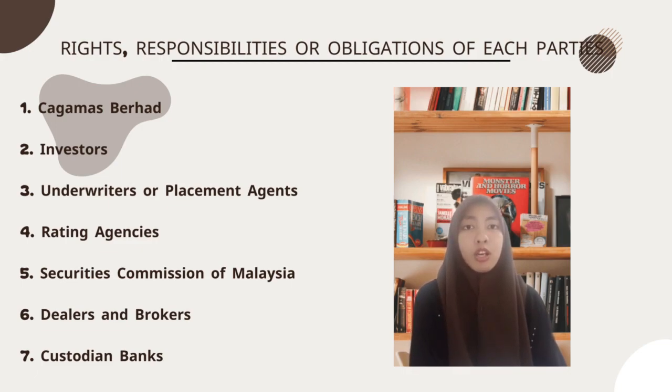Next, we will talk about responsibility and obligation. First party are Cagamas Berhad. They got responsibility to accurately disclose the term and condition of the commercial papers in the issuance documentation. Obligation to comply with the guidelines and regulations set forth by the Securities Commission of Malaysia.